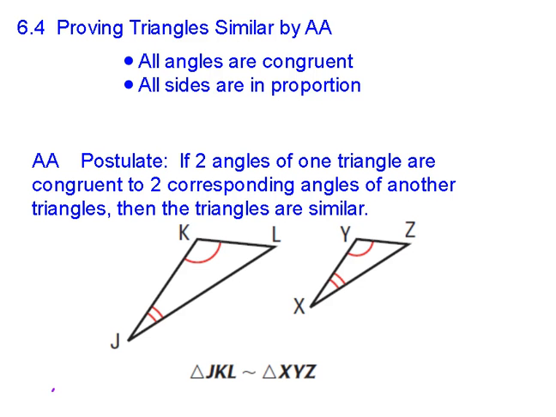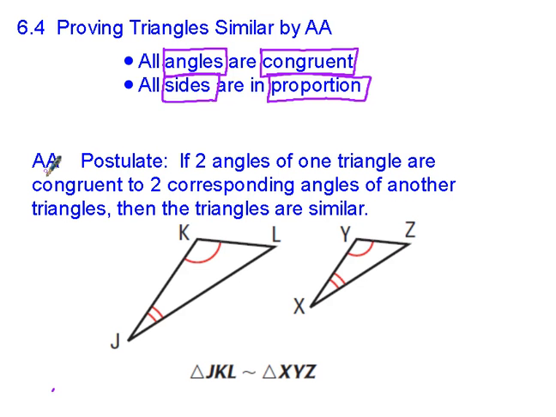Hi, section 6.4 is about proving triangles similar by angle. The similarity postulate has two properties. All angles of the two triangles are congruent, and all sides of the triangle are in proportion. And those are the two tests that you have for whether triangles are similar or not.